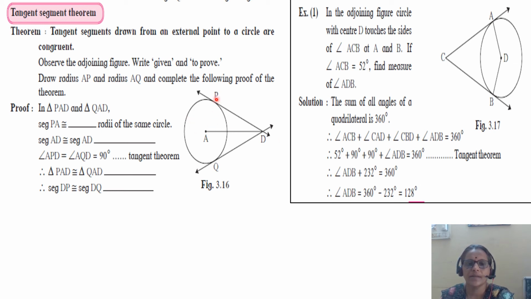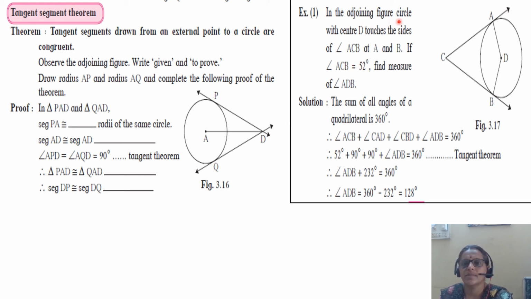Now in triangle PAD and triangle QAD, PA is congruent with AQ, radii of the same circle. AD is the common side. Angle APD is congruent with angle AQD, each 90 degrees, since the radius is perpendicular to the tangent at its outer end. Then these two triangles are congruent by the hypotenuse side test. So segment DP is congruent with segment DQ, corresponding sides of congruent triangles.